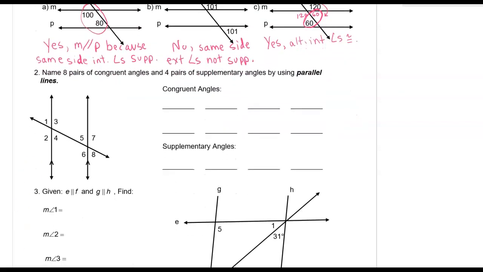Number 2, name 8 pairs of congruent angles and 4 pairs of supplementary angles by using parallel lines. So in this one, we are being given the parallel lines, so we can conclude that there are congruent angles here and there are supplementary angles here. So pause the video and fill out these 12 pairs of angles, then turn the video back on to check your answers.